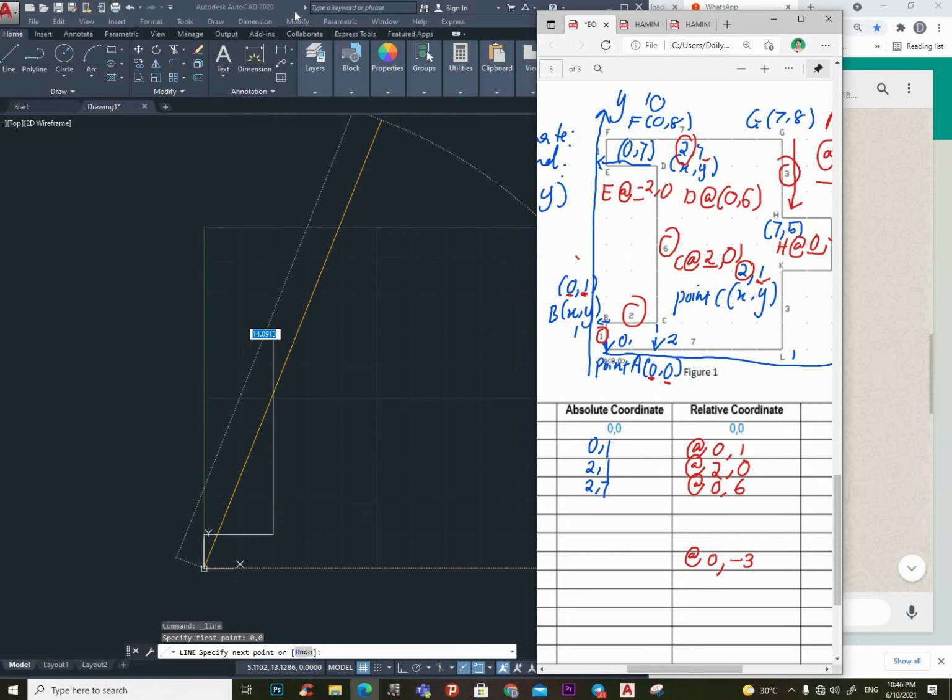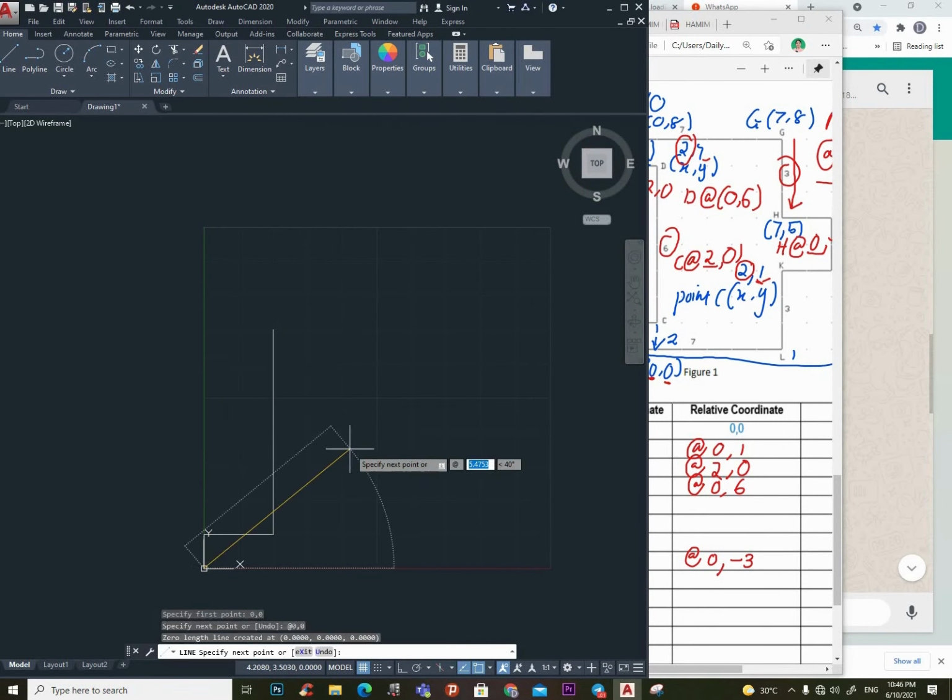The second line will be @0,1. Second point, point B, is equal to @2,0. Third point, @0,6. Okay, you can proceed after this.